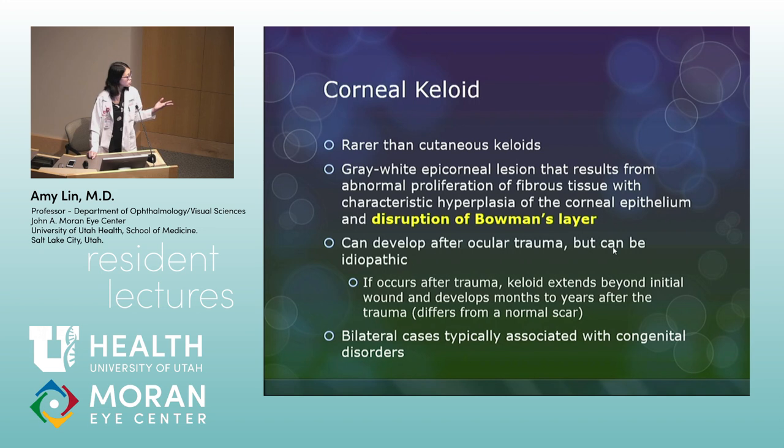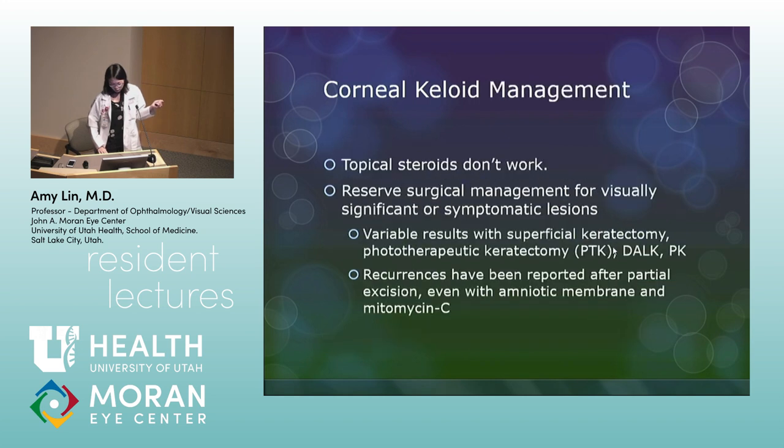So normally, when we see any sort of scar that happens after any sort of injury, it just scars right in the area of injury. You don't really see it extending beyond, and you don't really see it growing typically far after the initial insult. So keloids are a bit different. They grow months to years after the initial injury and beyond the borders of the initial wound and can penetrate deeper. And bilateral cases are typically associated with congenital disorders. Now in this patient, he was 5, he's got some other issues going on, and we only saw this nodule in one eye. However, I'll go into some more history later, but first, management of corneal keloids.